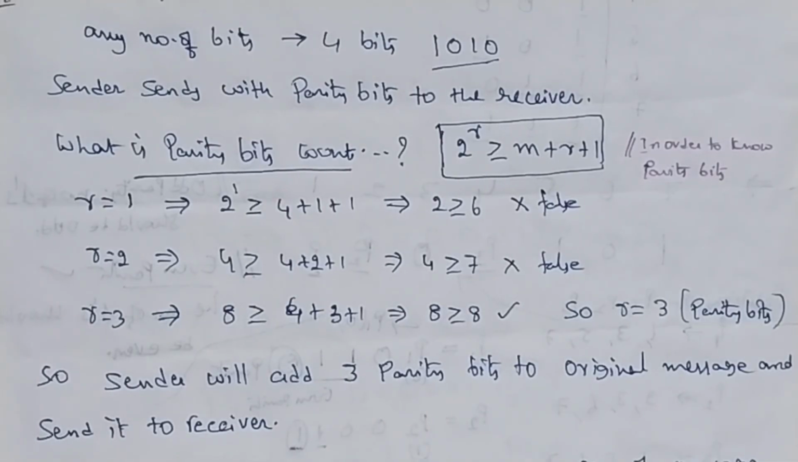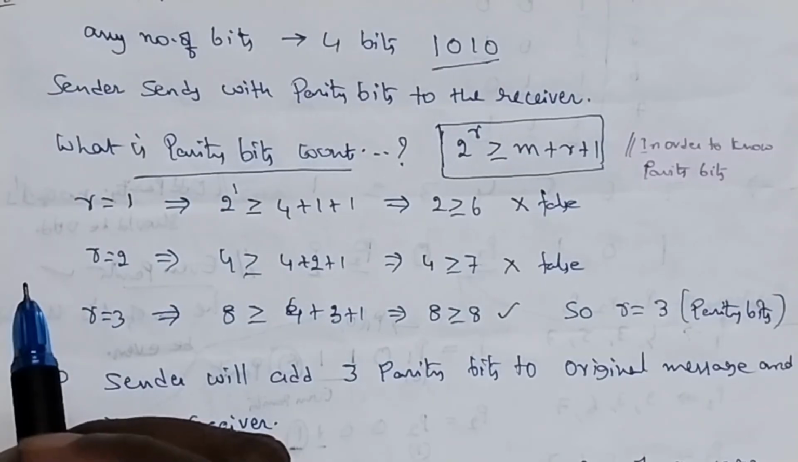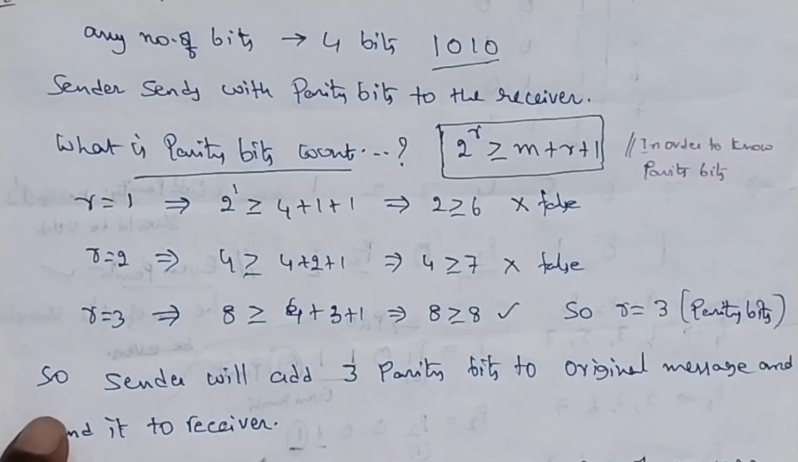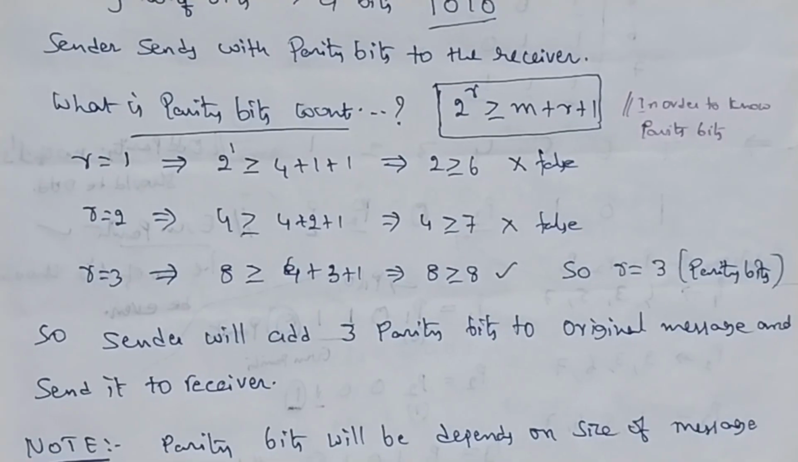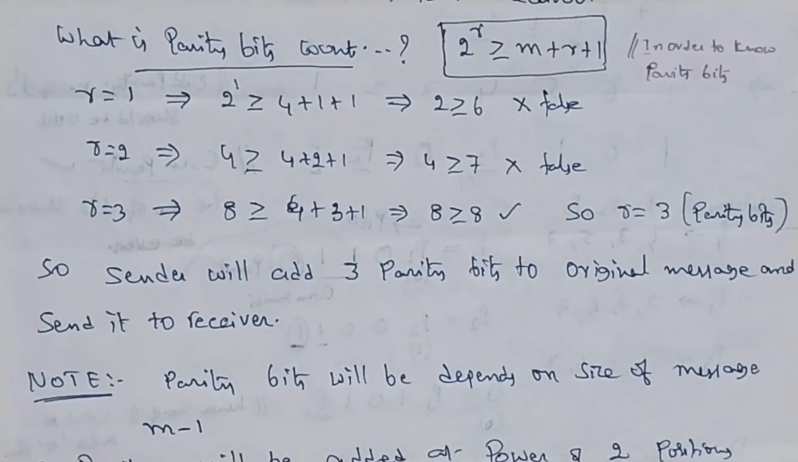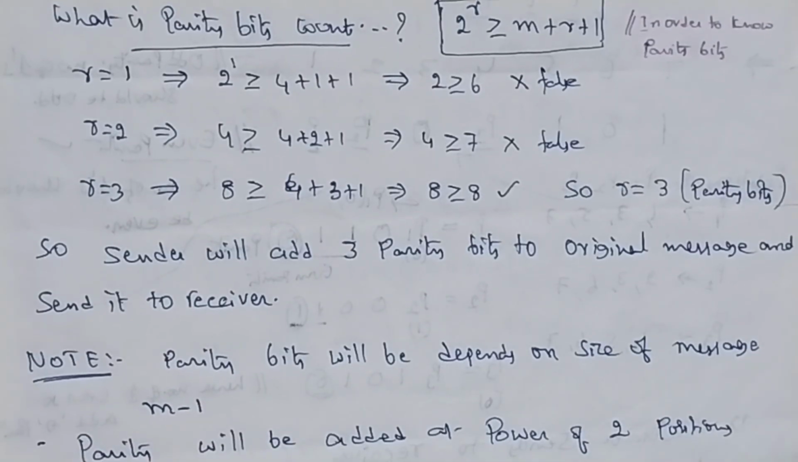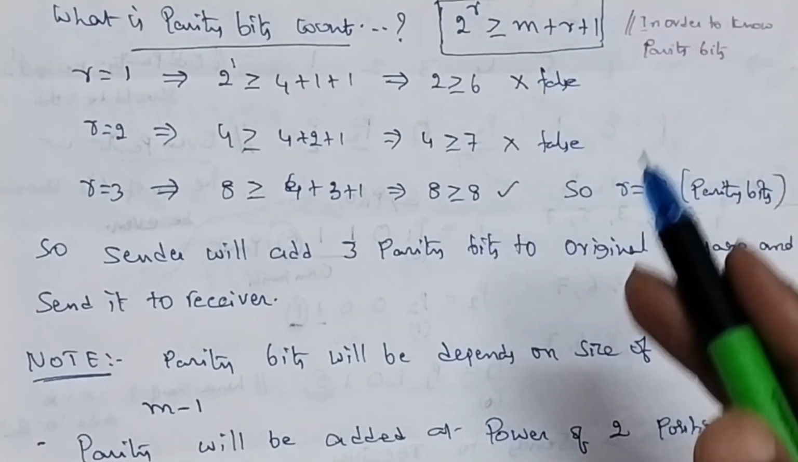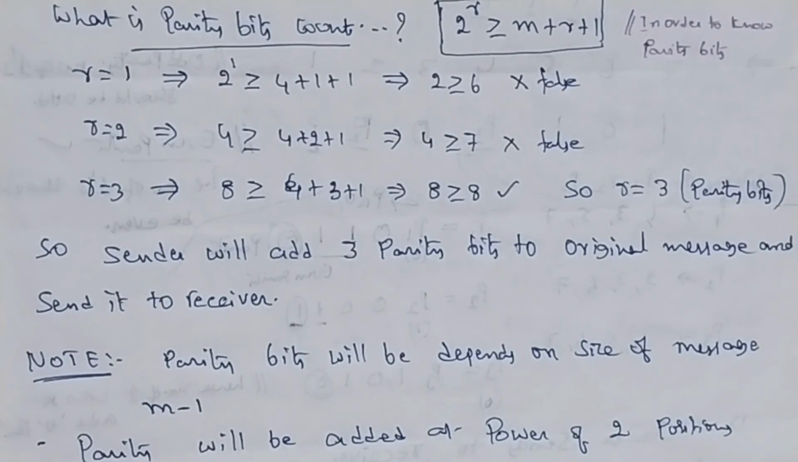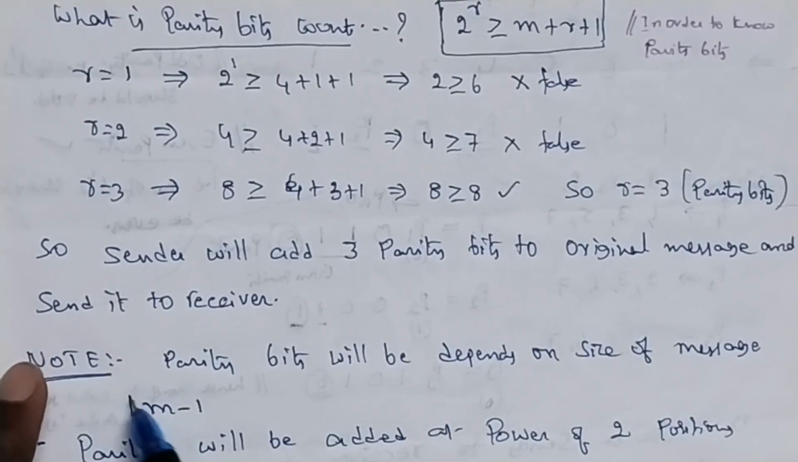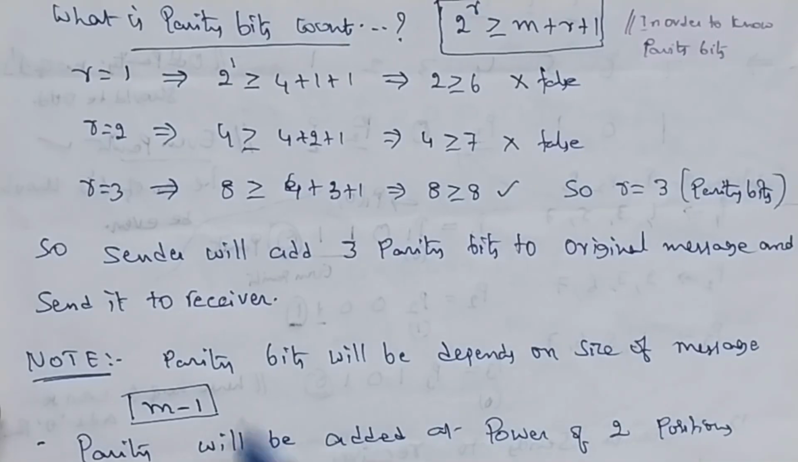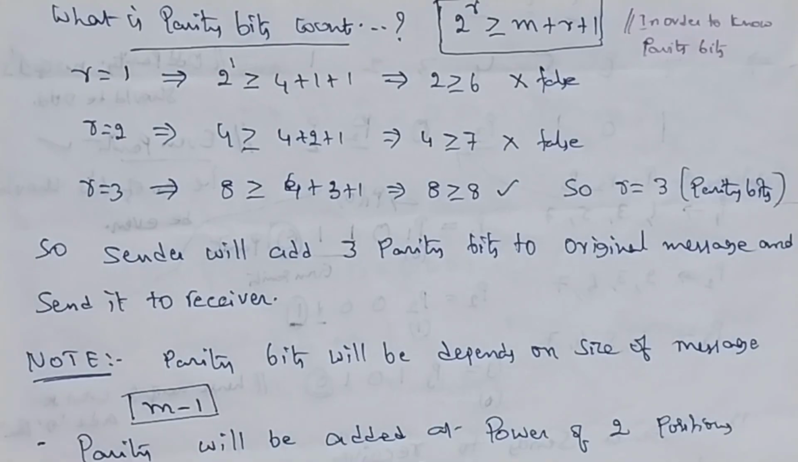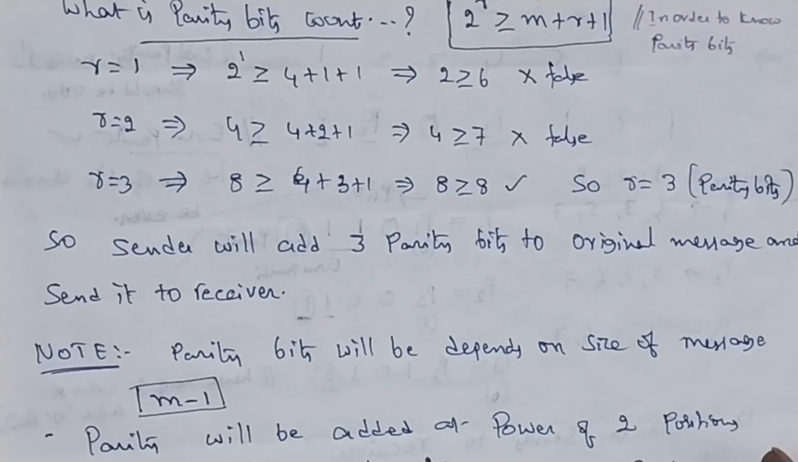r equals 3 means we have to add 3 parity bits. The sender will add 3 parity bits to the original message and send it to the receiver. The number of parity bits depends on the size of the message. Here m equals 4, so we can directly say m minus 1 parity bits. This is the procedure to find out the number of parity bits, and this is the direct way. Now we have got the parity size.